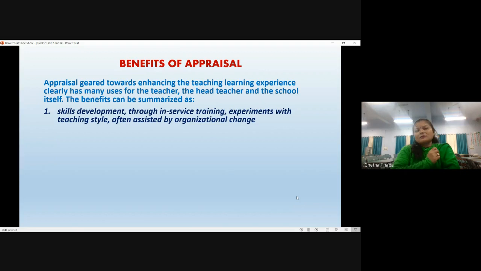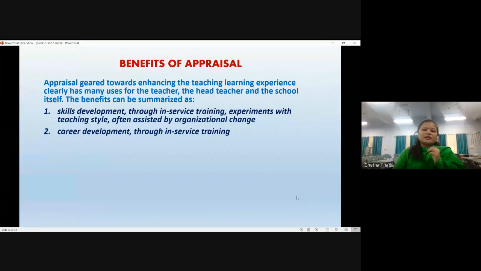And then through the in-service trainings, the teaching styles of the teacher may change, and this will definitely help in achieving the organizational goals, which will often be assisted by the organizational changes also. Next, staff appraisal has the benefit of career development of the staff members. It's always done through the in-service training programs, which are initiated by the organizations.